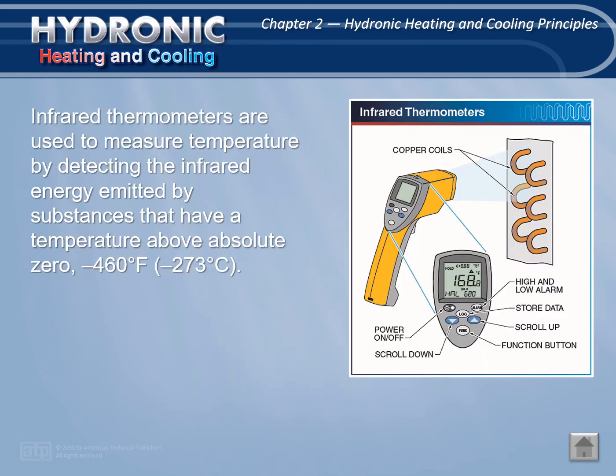Infrared thermometers are thermometers that measure temperature by detecting infrared energy emitted by a substance that has a temperature above absolute zero, or negative 460 degrees Fahrenheit. The infrared thermometer may be used to measure the exterior temperature of a thermal unit, the temperature of a pipe, or the discharge air temperature of a ceiling diffuser. This saves the time required to move and use ladders.